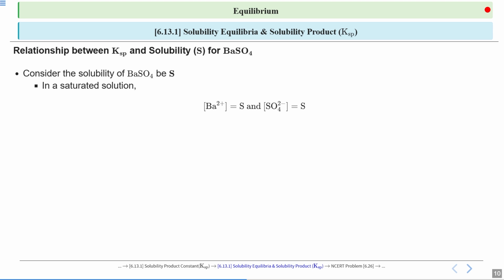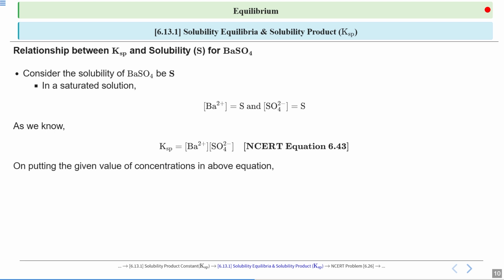So, the sulfate ion concentration is equal to S, as well as the barium 2+ concentration is equal to capital S. Next, we know what KSP is. KSP is equal to the concentration of barium 2+ multiplied with the concentration of sulfate ion. Further, if we substitute the values of these ionic species concentrations, we will get S square. So, S multiplied by S gives you S square. Or we can write it as S is equal to root under KSP. So, this is your relation between KSP and S.